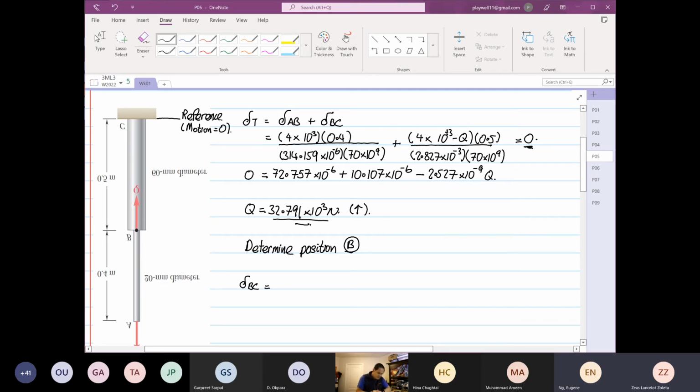Okay, so deflection of BC. PBC is 4 times 10 to the power 3 minus 32.791 times 10 to the power 3, because Q over here on BC is acting on what? Pressure. Okay, then divide by the cross-sectional area, which is 2.827 times 10 to the power minus 3. Young's modulus is 70 times 10 to the power 9. And then the length is 0.5.